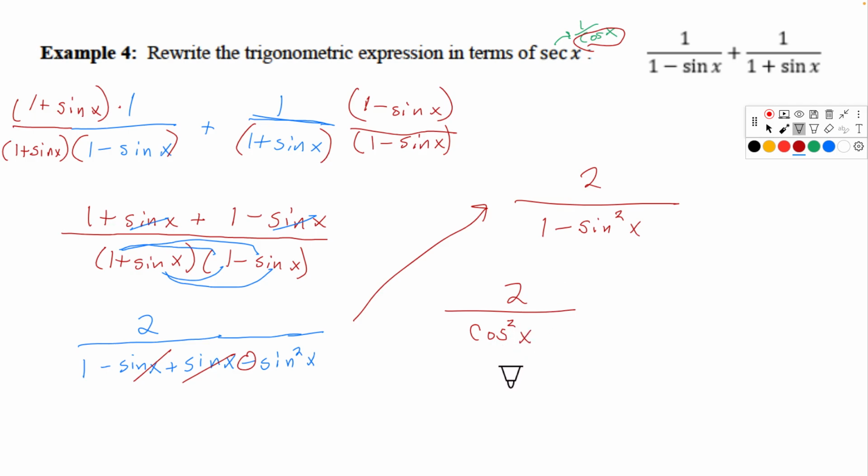What else could I rewrite that as? I could also call that 2 secant, right? Because secant is 1 over cosine, which also means that 1 over cosine squared is secant squared. So I can just kind of jump through the hoops and rewrite this as 2 secant squared x. And that would be my answer. So I have rewritten it in terms of a secant.